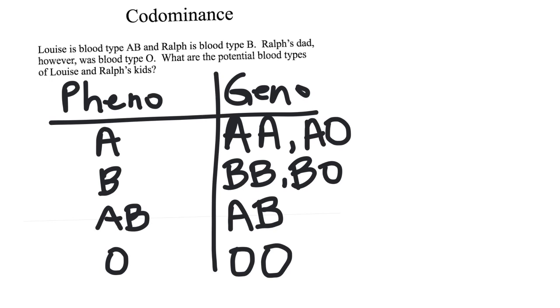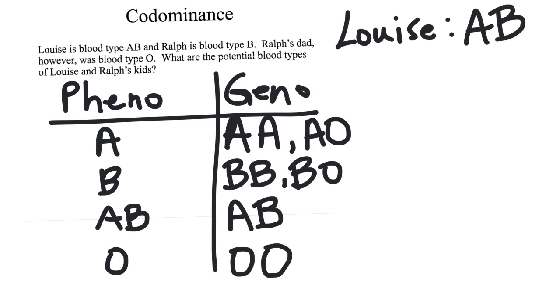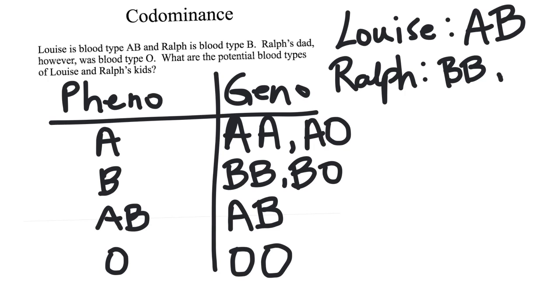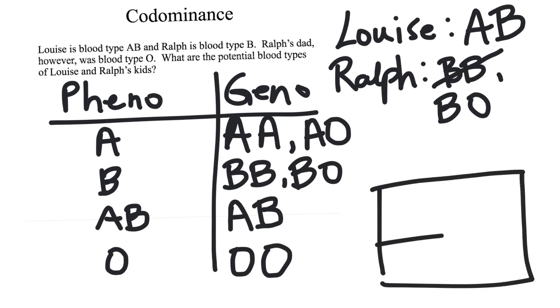It says Louise is blood type AB. So that's easy because there's only one way to code for AB, and that's to have an A and to have a B. Ralph is blood type B. There's 2 ways to get that. He could be big B, or he could be big B, O. They tell you about his dad, and the dad kind of helps you figure out which of these 2 he is. It says Ralph's dad, however, was blood type O, so that means the dad only has O alleles to give. Ralph has to have gotten one of those, so he can't be big B, he has to be big B, O.